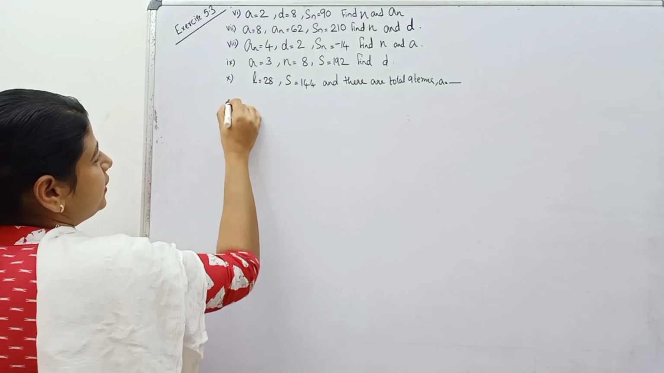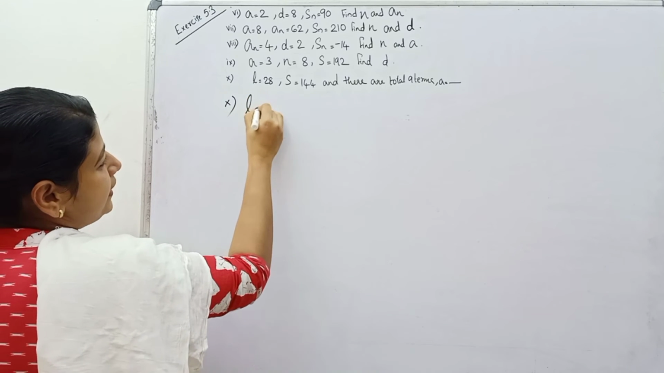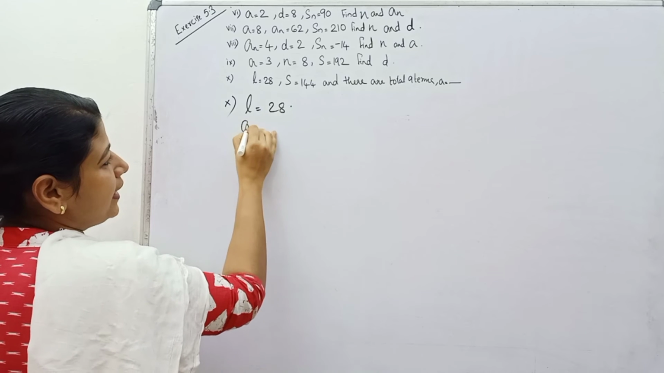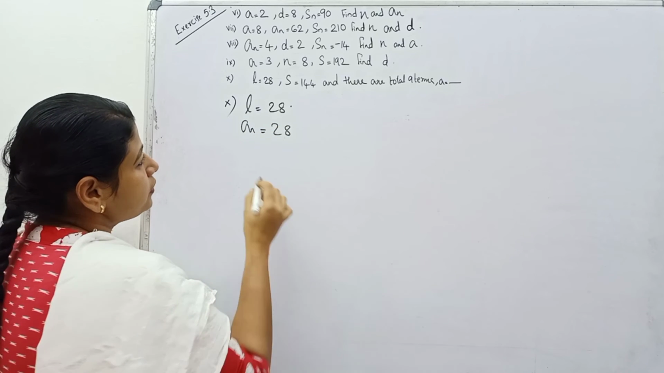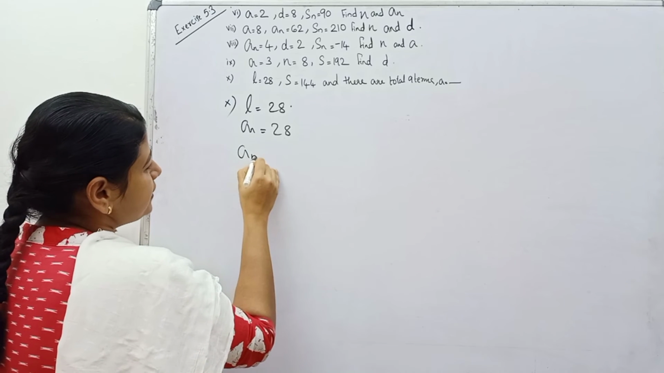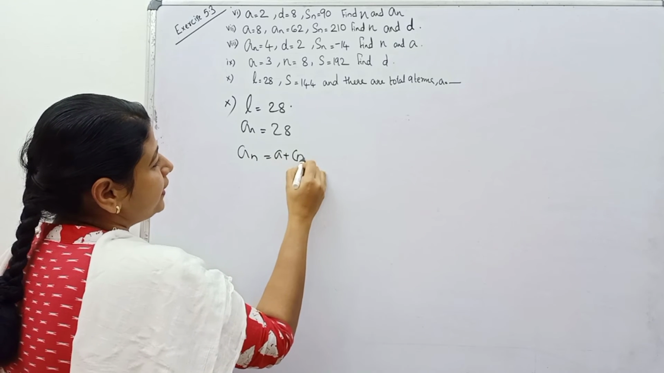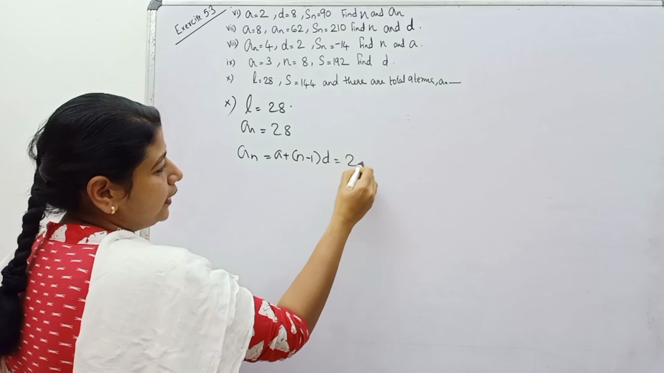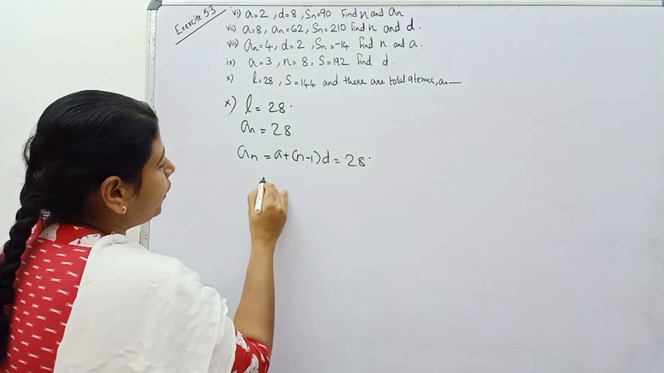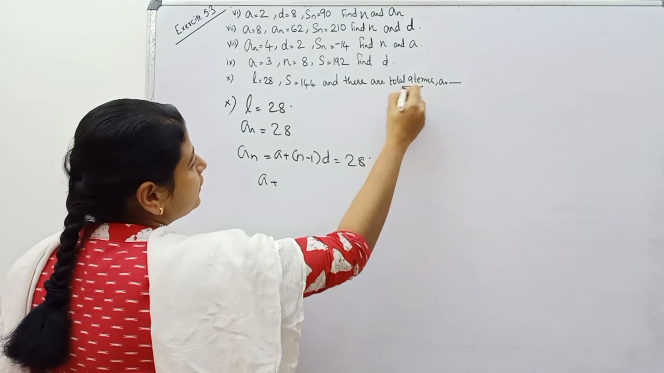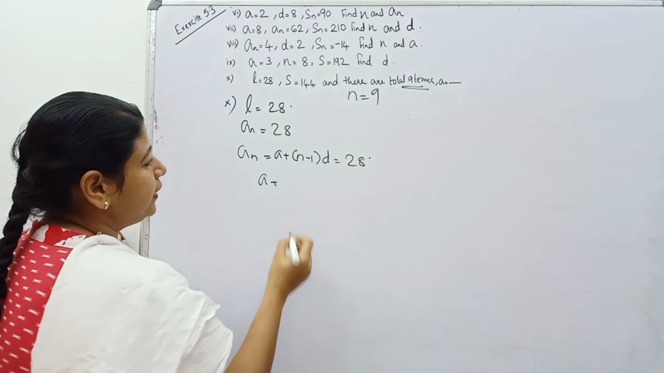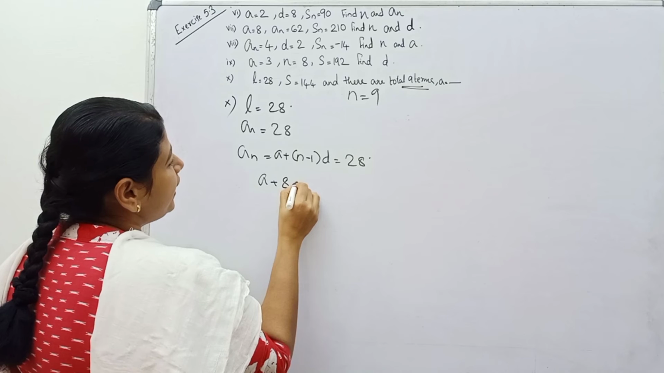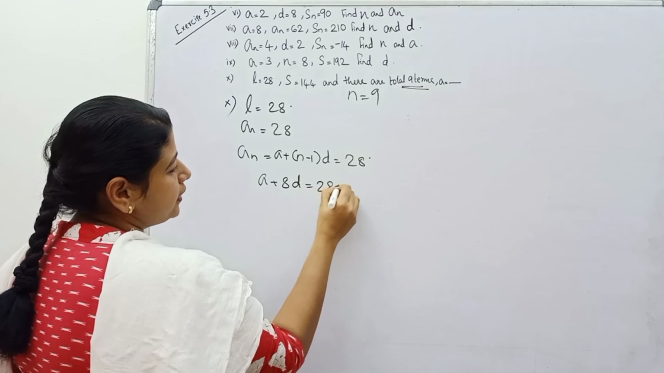So the 10th question. In this case, l equal to 28. l means an. an itself is 28. l and an are the same. So we can take an as a plus n minus 1 into d as 28. We don't know a, but it is given that 9 terms are there. That means n equal to 9. 9 minus 1 is 8. So a plus 8d equal to 28.